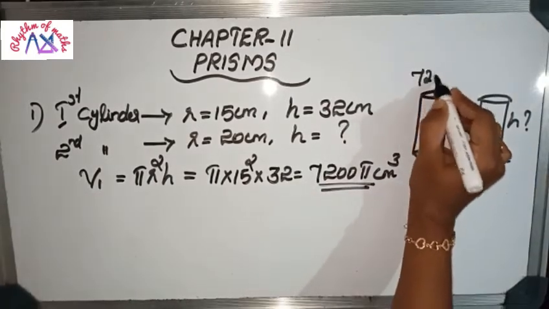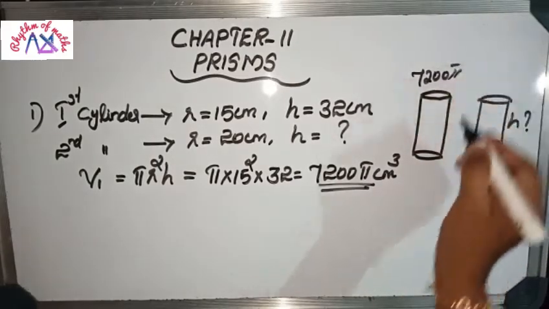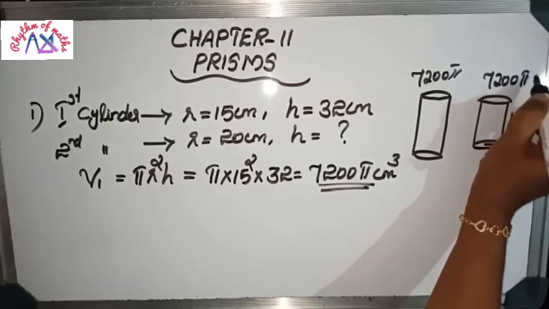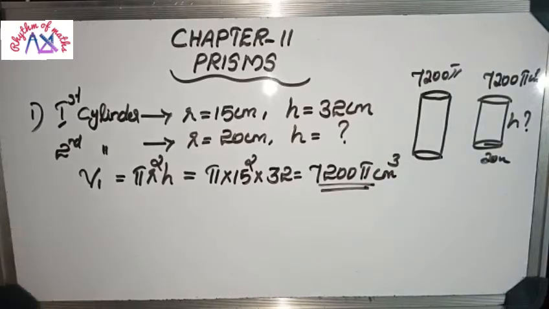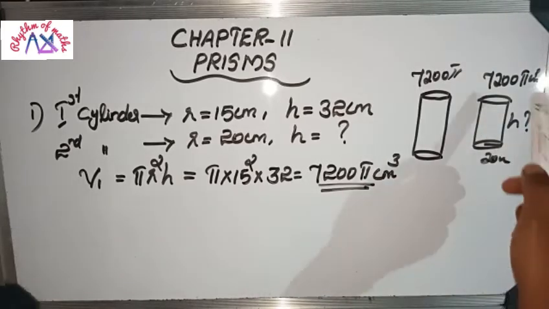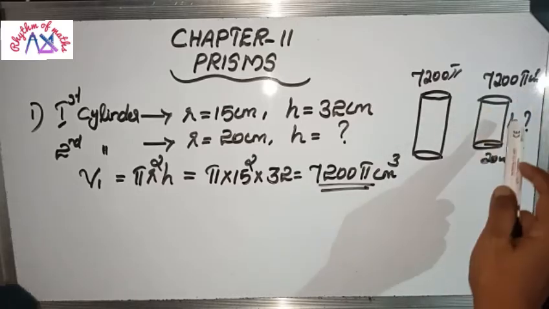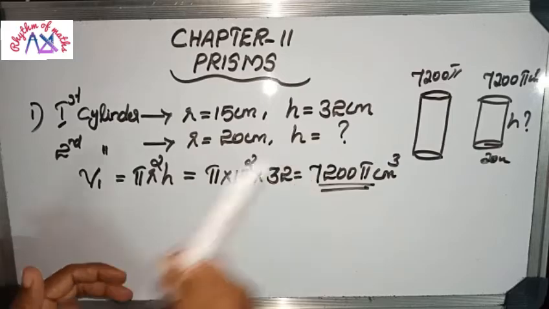That means this first cylinder volume is 7200 pi. This will be the same for the second cylinder also. Only the shape is different. Shape means the measurements are different, but the volume remains the same. 7200 pi will be the volume for both cylinders. We have to find the height of the second cylinder.